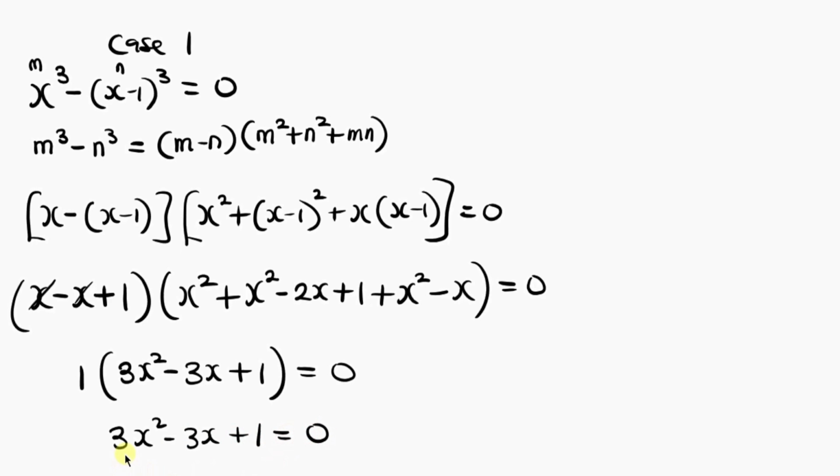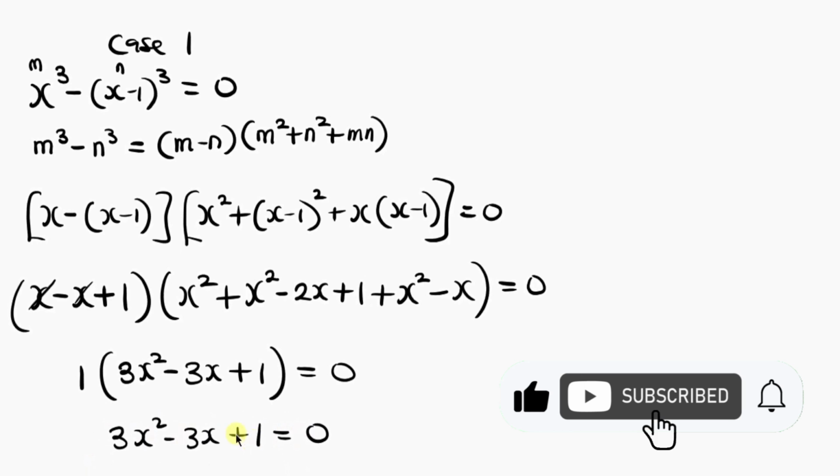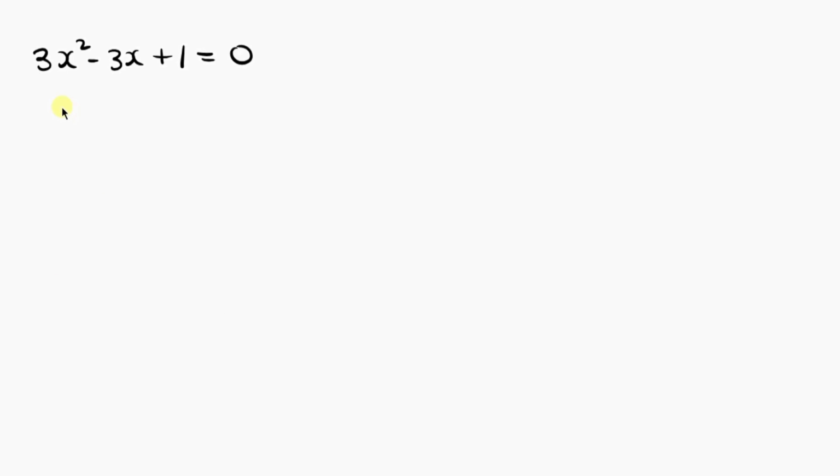So I am left with a quadratic equation to solve. And when you take a good look at this quadratic equation, it cannot be factorized. So since it cannot be factorized, we're going to be using the general formula. That means I will be taking this first coefficient of x squared as 3, then b will be equal to negative 3, and c is equal to what? 1. So what is the general formula?